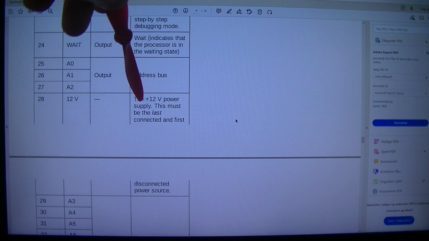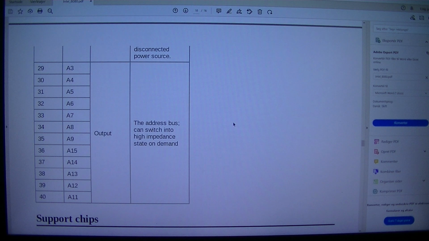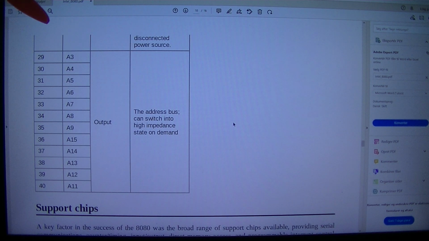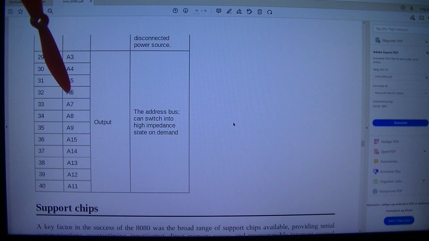26 A1, 27 A2, 28 minus 12V. The minus 12V power supply. This must be the last connected and first disconnected power source. 29 A3 output. The address bus can switch into high impedance state on demand.